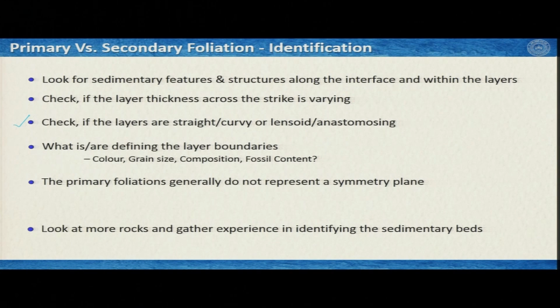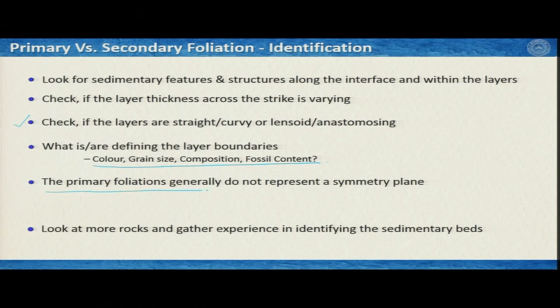It is also important to look very carefully at what is defining the boundaries or the foliation planes. Is this color? Is this grain size? Is this composition? Or a particular layer you are looking at has a particular fossil, but other layers do not have. All these things give you an idea, based on your theoretical background, whether you are looking at a primary foliation, a sedimentary foliation, or a secondary foliation.